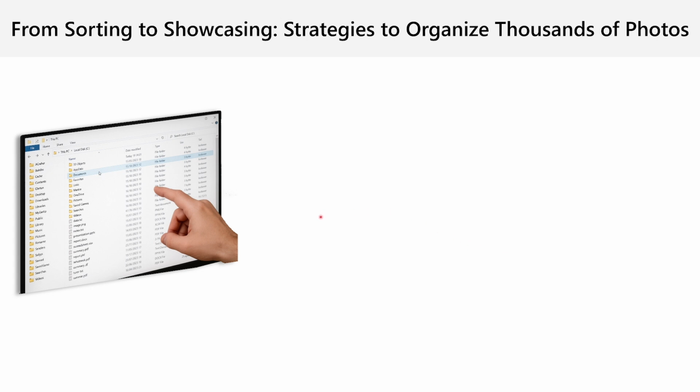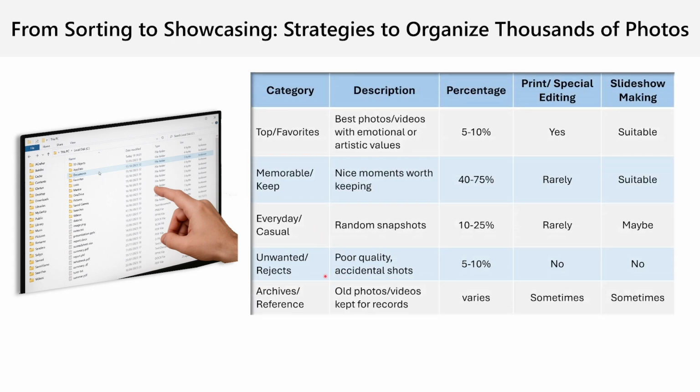Here's a simple way to think about your photo library. It usually breaks down like this. Favorites, the best shots with artistic or emotional value, typically 5 to 10%. Memorable, the nice moments you want to preserve, a big chunk, about 40 to 75%. Casual, random snapshots, around 10 to 25%. Unwanted, blurry or accidental shots, 5 to 10%, and archives, older contents worth keeping as records.